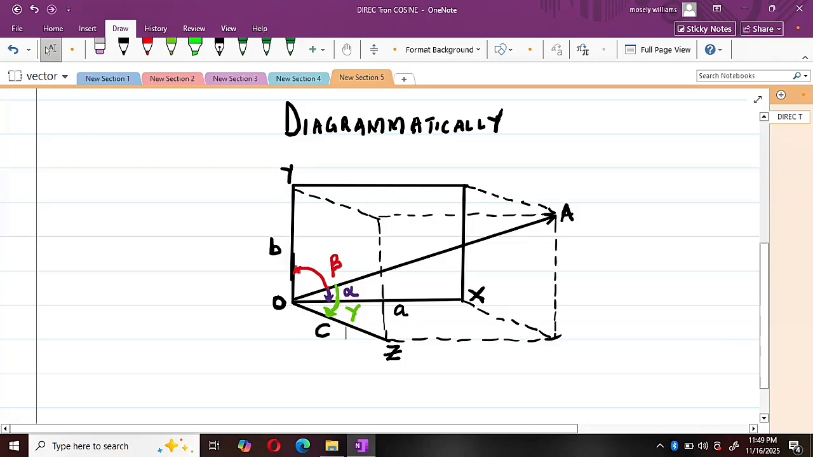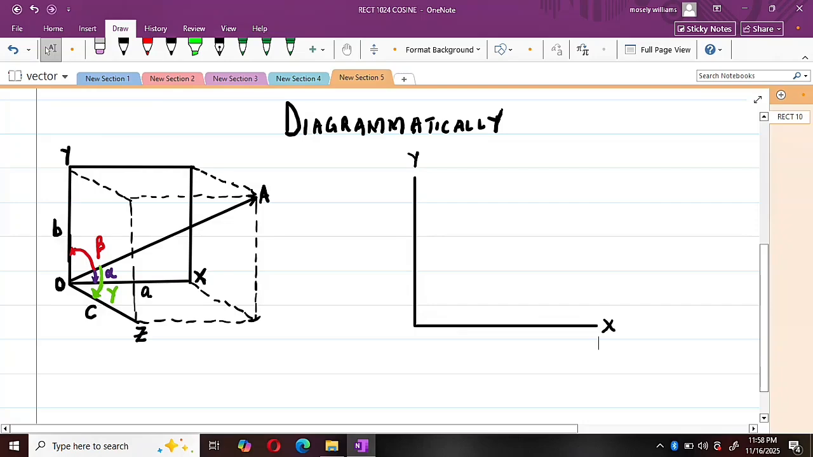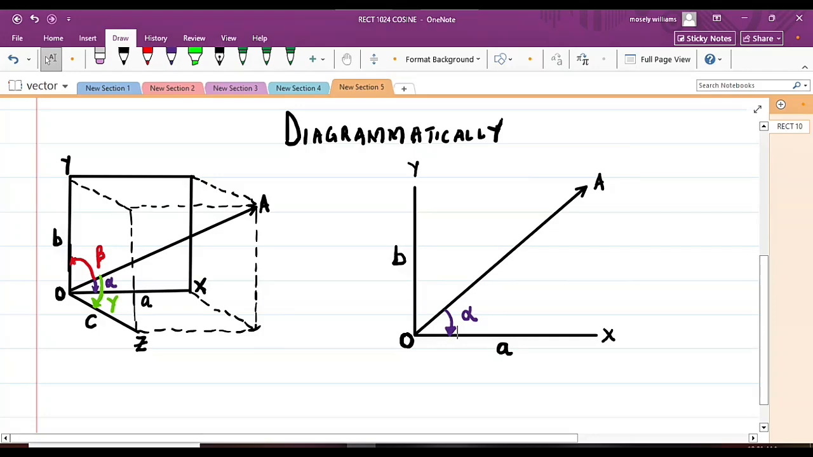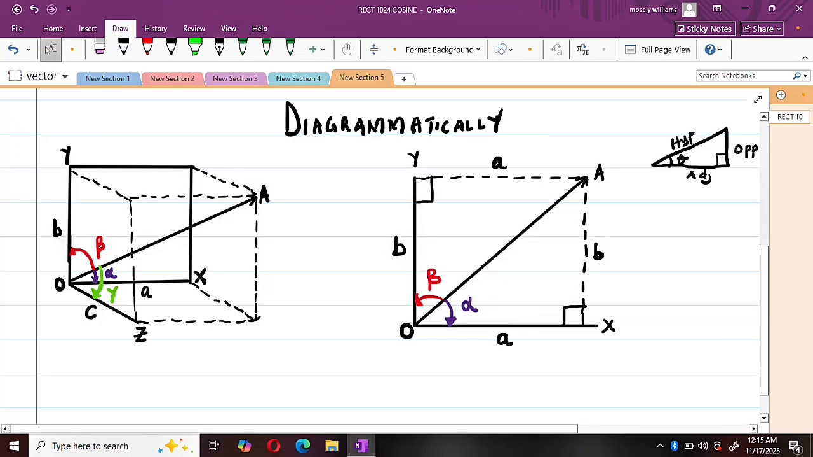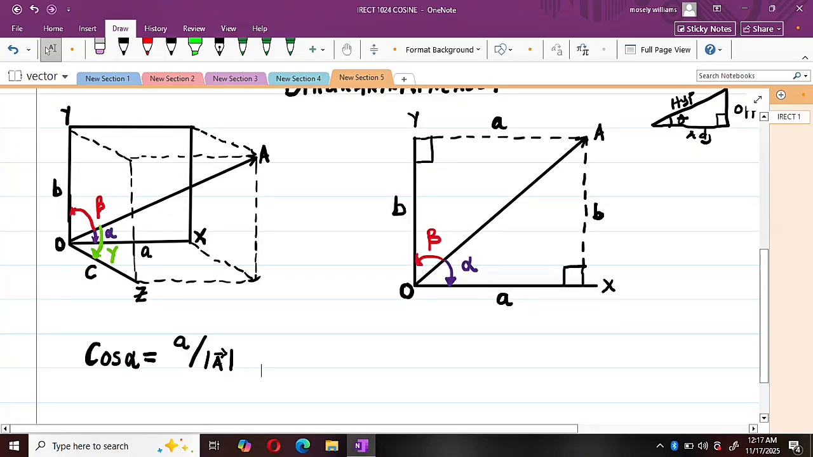For better understanding, let's look at it in a 2D plane, where we have the y-axis and x-axis. A and B are the vector components. Also, we have a position vector OA. Angle alpha to the positive axis of x, angle beta to the positive axis of y. Then by extension, we have two right-angle triangles, OAX and OAY.